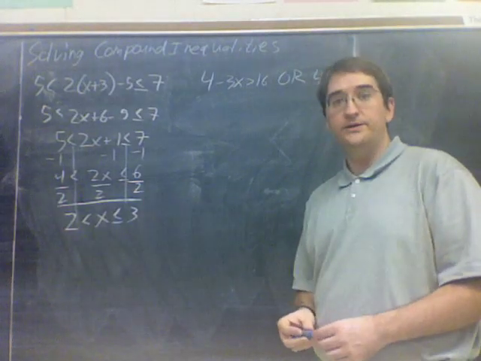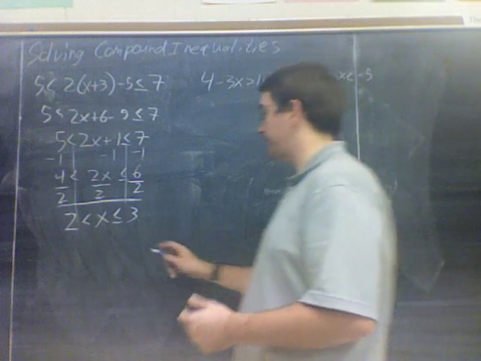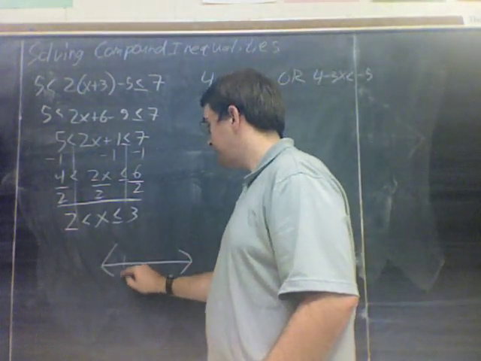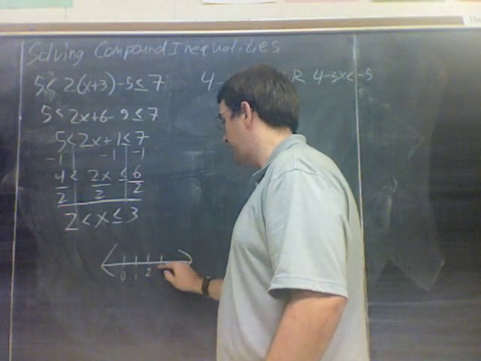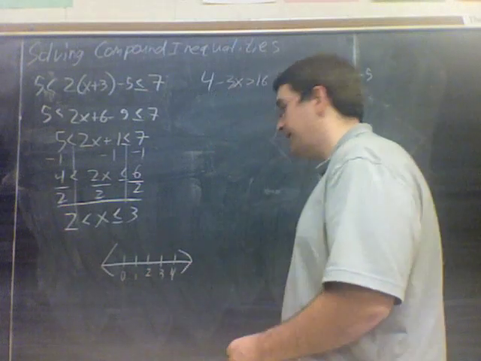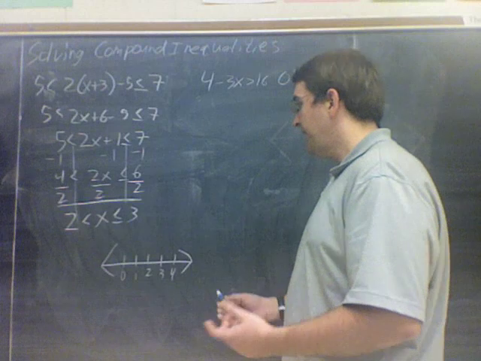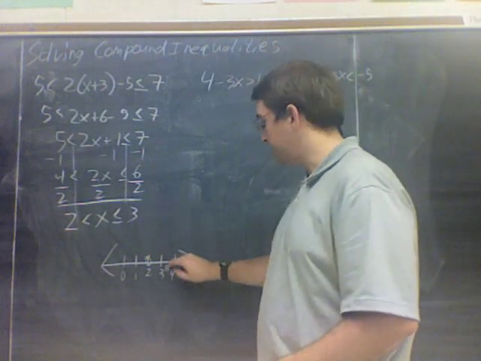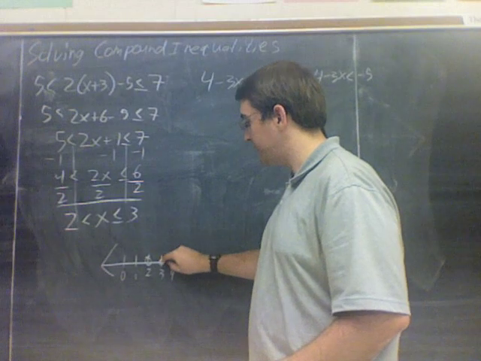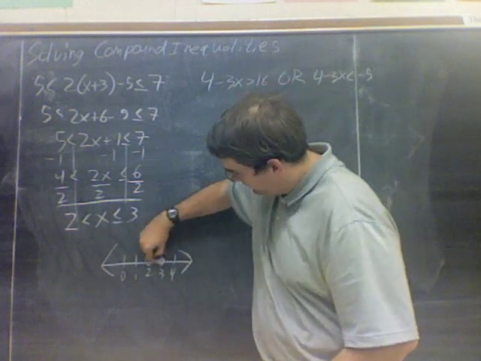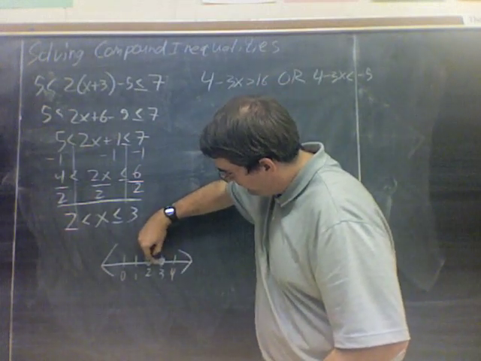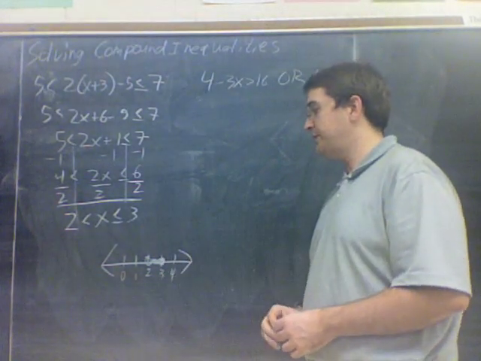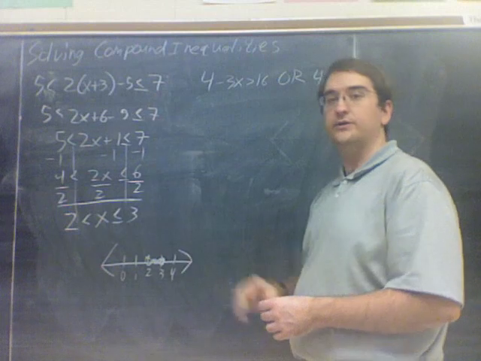Graphing this, of course, the step there is going to be to create the number line: 0, 1, 2, 3, 4, and any other points that you can fit in there. It's going to be an open circle on the 2 because we're not including the 2, and a closed circle on the 3 because we are including that, and then shading between them to get that tiny little dumbbell. So that's going to be our solution and our graph for this particular inequality.